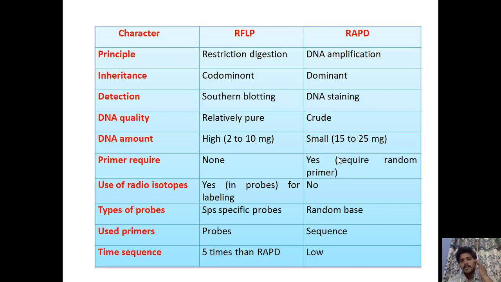Then primers required. No primers are required in RFLP, whereas RAPD requires random primers. Radioactive isotopes, yes, for labeling probes in RFLP; it is not required in RAPD. The type of probes: specific probes are used in RFLP, whereas RAPD is random based, so primers are used. So probes are used with RFLP and sequence-based primers are used in RAPD. For time, RFLP takes 5 times more time than RAPD, so RAPD takes less time.